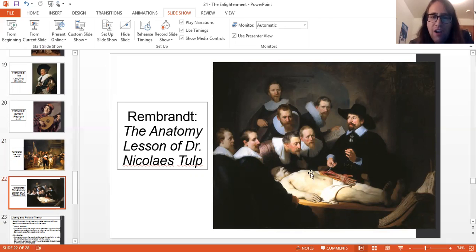Dr. Tulp here is showing how muscles and bones and nerves work. And all these gentlemen who all look kind of similar, they've all got kind of the same style going on. They're all leaning over to get a good look and to see how this all works. So if you want to think of an image of this time period, it's a bunch of guys kind of leaning over a dead body to try and figure out how it all works. That's kind of the big idea during this time.